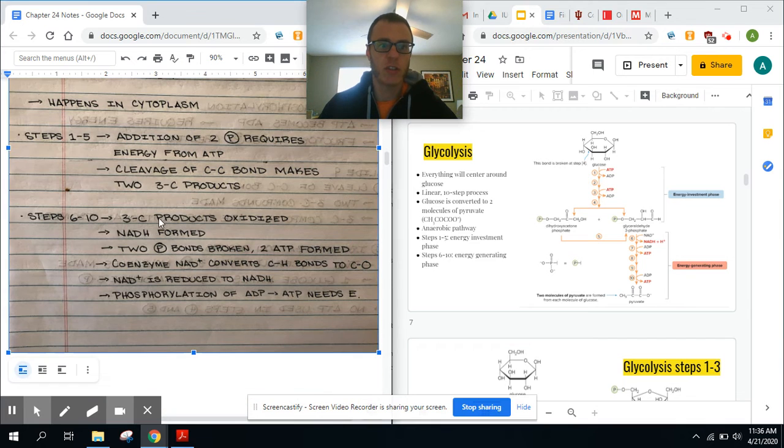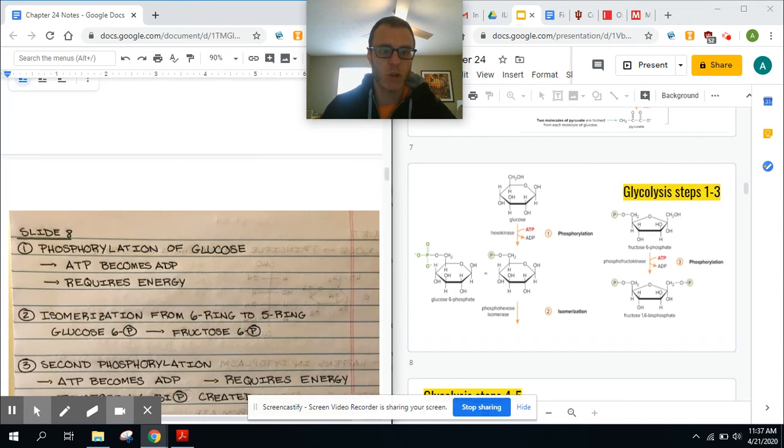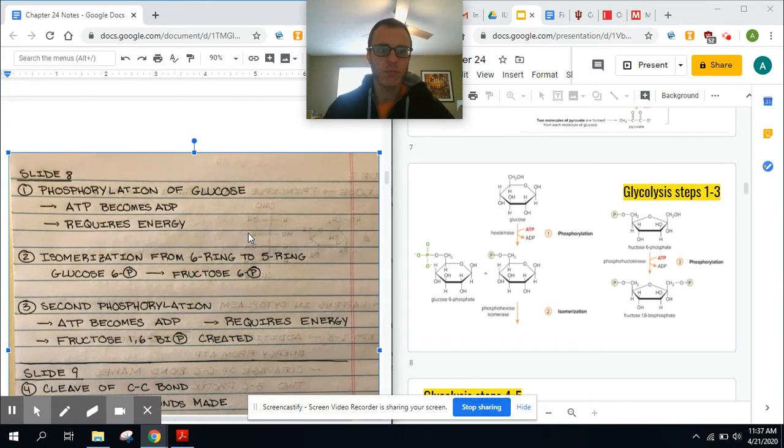In steps 6 through 10, those 3-carbon products are oxidized. We form NADH, 2 phosphate bonds are broken, and ATP is formed again. NAD plus converts those C-H bonds to C-O bonds, and NAD plus is reduced to NADH, and phosphorylation of ADP to ATP needs energy. There's a whole lot going on, so we're going to break this down stepwise. We're going to start with steps 1 through 3, because now we can look at each structure and what's happening at each time.